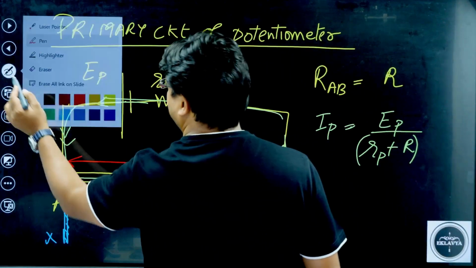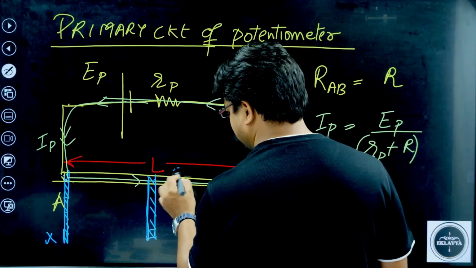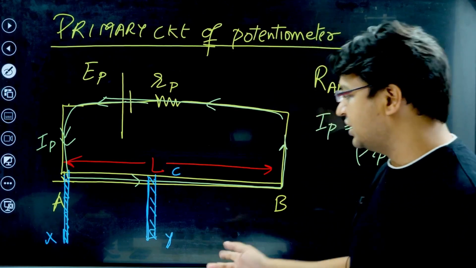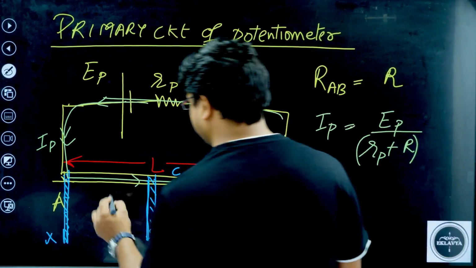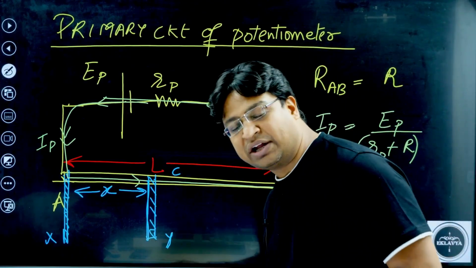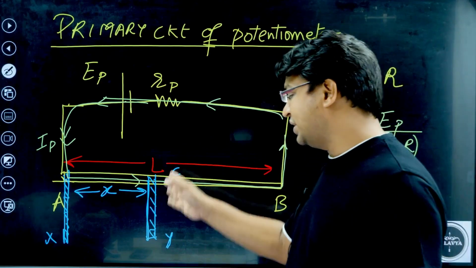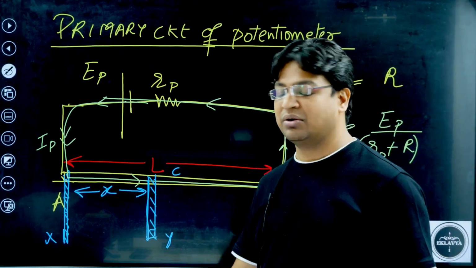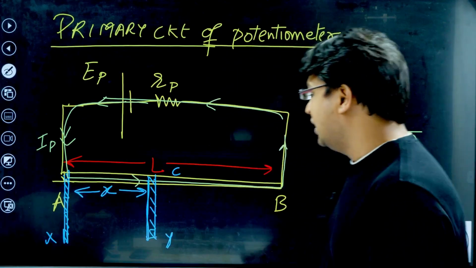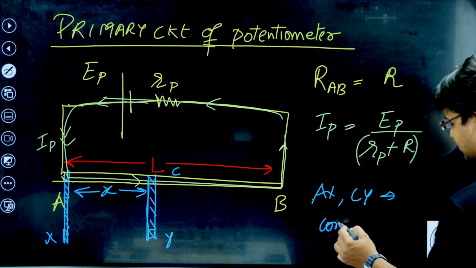Now I put another rod somewhere here. Let's call this rod CY, where C is a point on the wire AB and Y is the other end of the rod. This is another metallic wire. Let's say the distance between the two rods was X. Now if I ask you whether any current enters the rod CY, I believe you will agree with me that no current enters this rod because there is nowhere to go. Therefore VC is equal to VY. Anyway, I'm calling them conducting rods, so AX and CY are conducting rods.